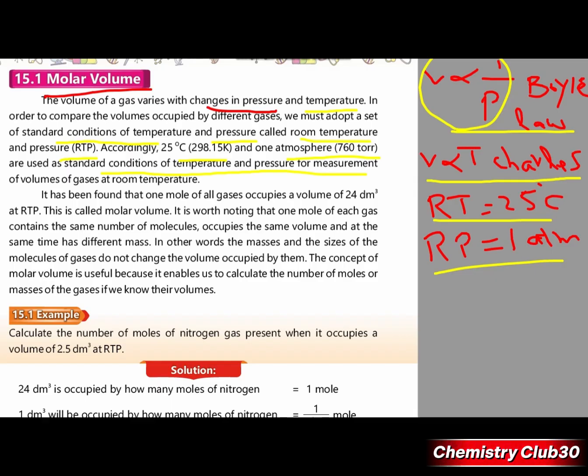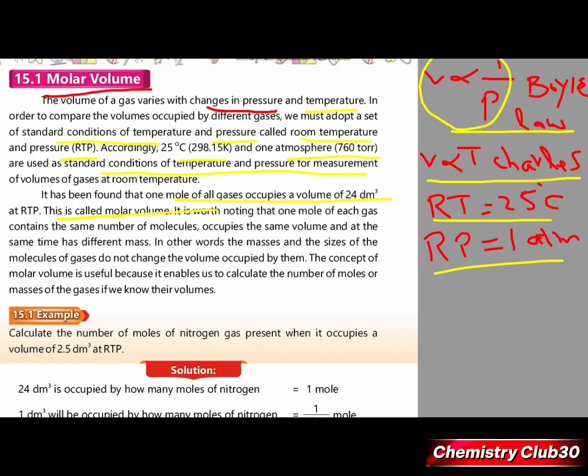It has been found that 1 mole of all gases occupies a volume of 24 dm cube at room temperature. This is called molar volume. This sentence is very important. It is the definition of molar volume.